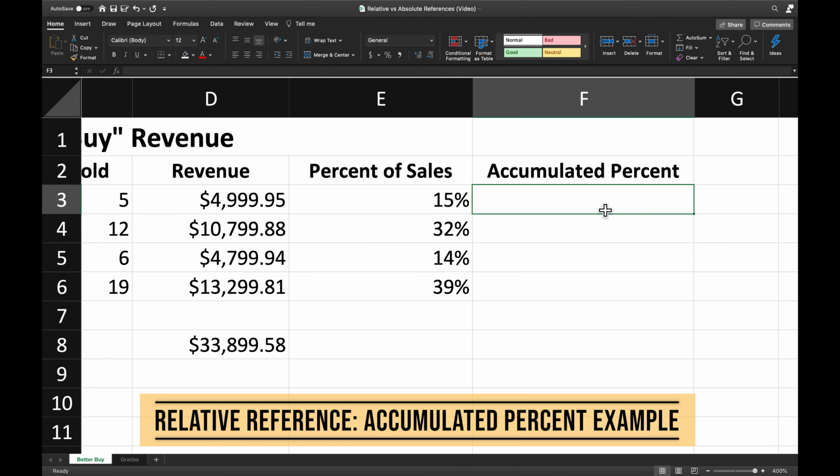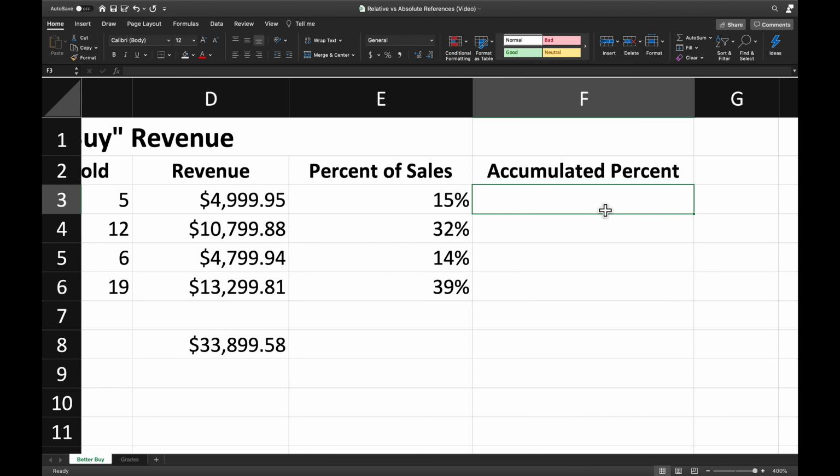Sometimes you want to see the accumulated percentages, kind of like a running total of the percentages. Basically, each new cell is the total of the new percentage and the current total. It's easier if we just get into it. The new percentage here is 15%. What's the current total? There's nothing before this. So simply reference this cell.